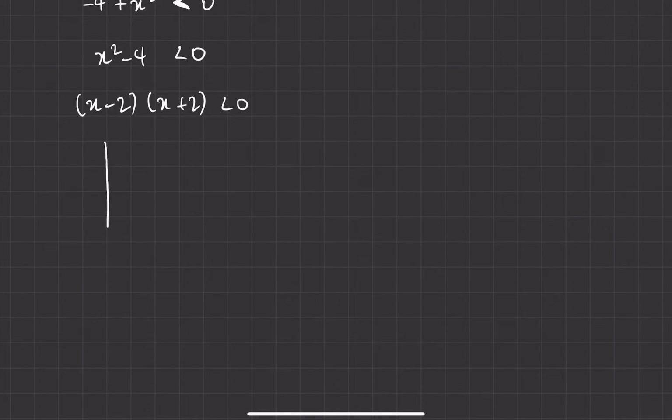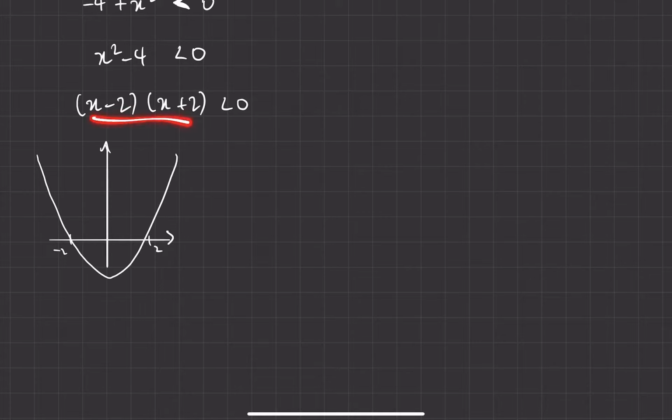So if I was to draw this graph, we have 2 and minus 2, and it's just a parabola. This parabola is less than 0, so 0 is the x-axis. Less than that means this part of the graph is the solution. And to describe it, it's these x-coordinates, right? So between minus 2 and 2. So let's say x between minus 2 and 2 is the solution.